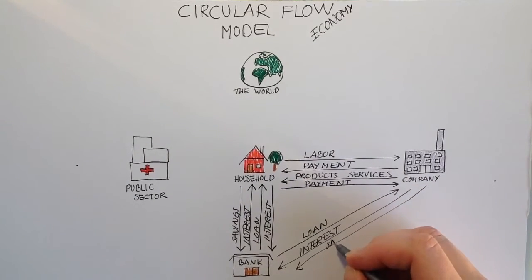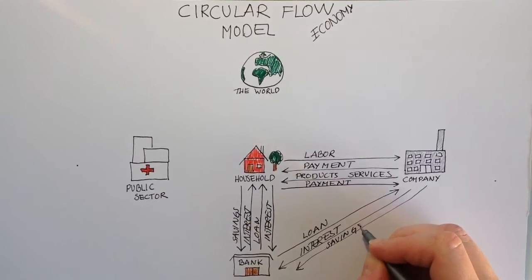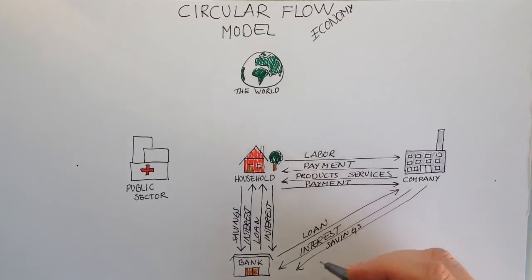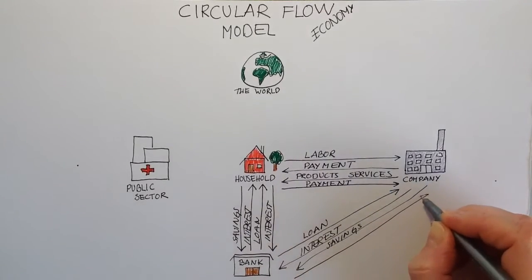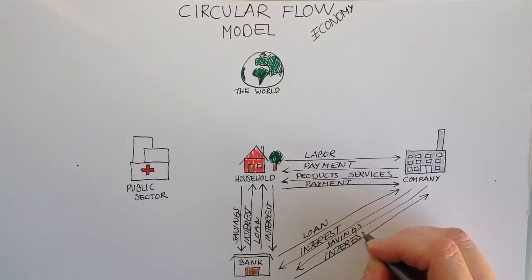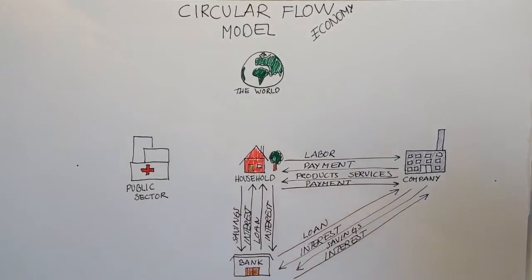In another situation, the company have a lot of money. They have savings. They want to use that money in the future sometime, and therefore they put the money into the bank, and if they do, they get interest back. So we see that these three parts, they are very closely connected with each other.